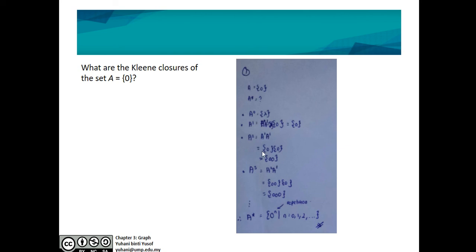From here we can see it has a general form. If n is 1, it just has 0. If n is 2, it has 00, n is 3, 000. So we see this pattern, and we conclude that A star is equal to 0 to the power n, where n starts from 0, 1, 2 until infinity. Why do I start at 0? Because if n is 0, there is no repetition of 0, so it is the empty string, which covers A0. If n is 1, you just have 0, which covers A1.